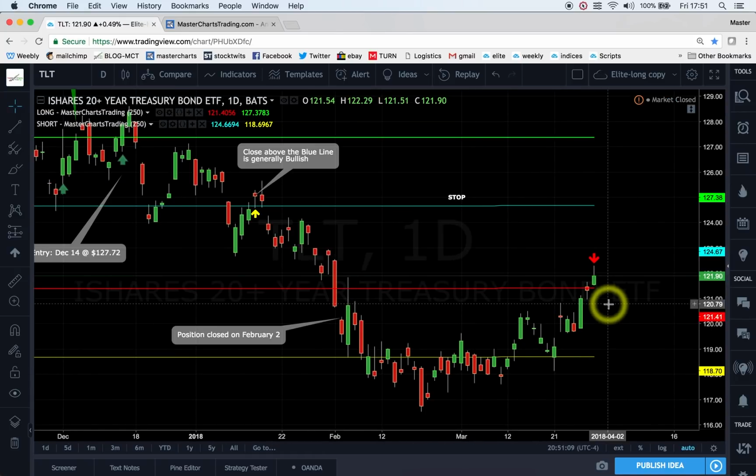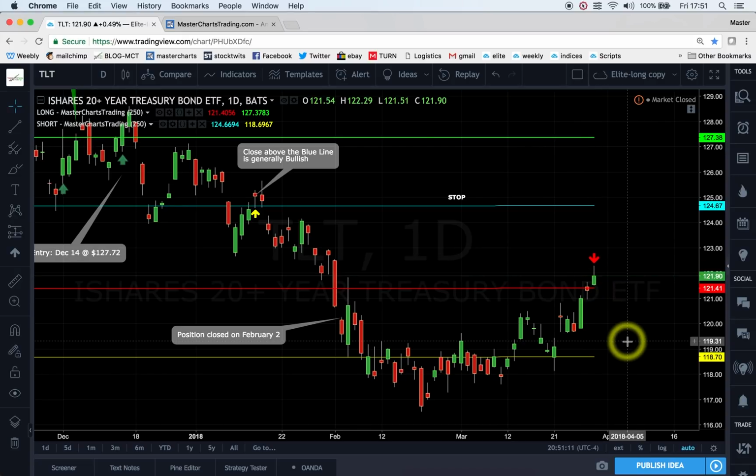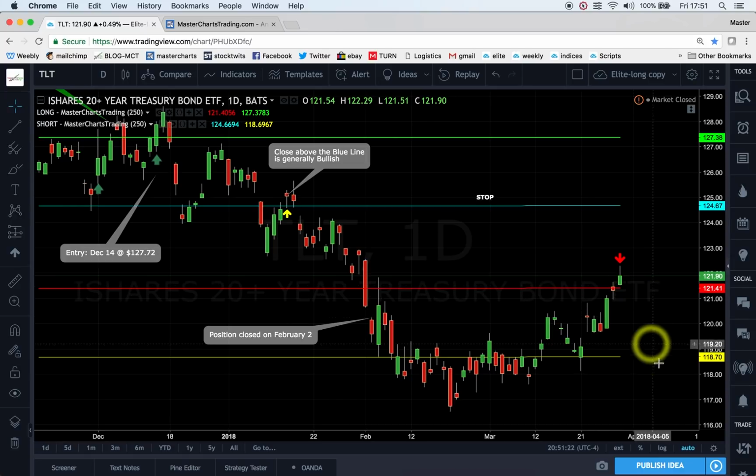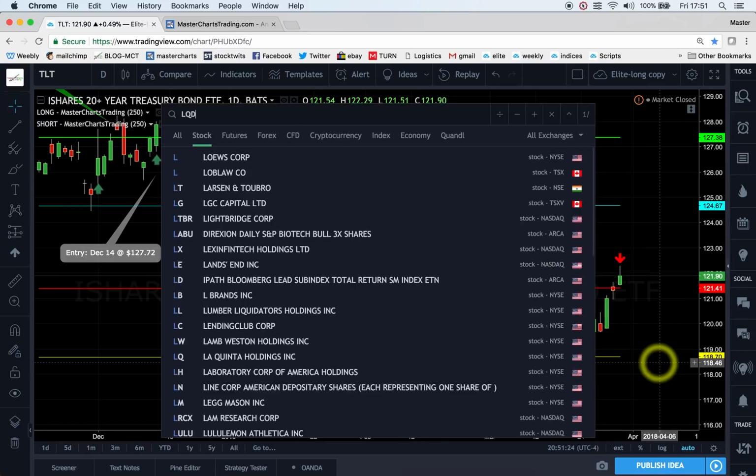TLT looks ripe to be shorted, even like right this instant, basically. But you know, the markets are closed. So overall, I would think that treasuries, bonds of all sorts are in a bear market.